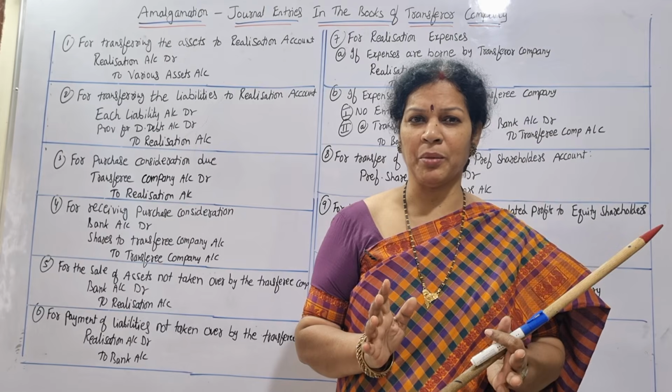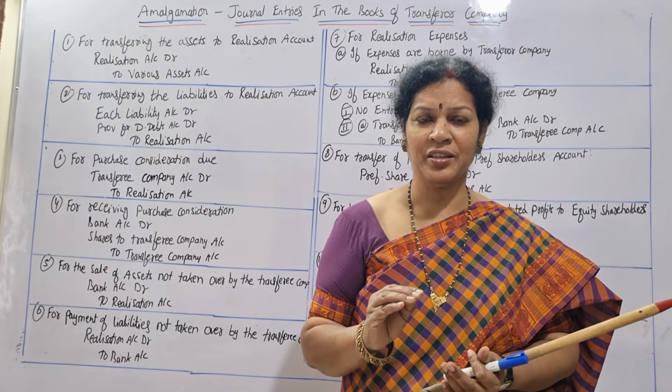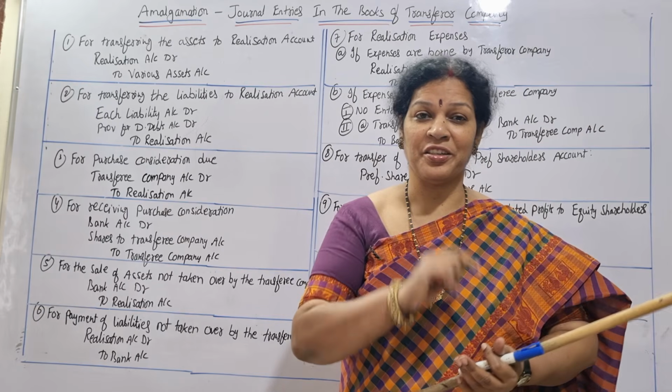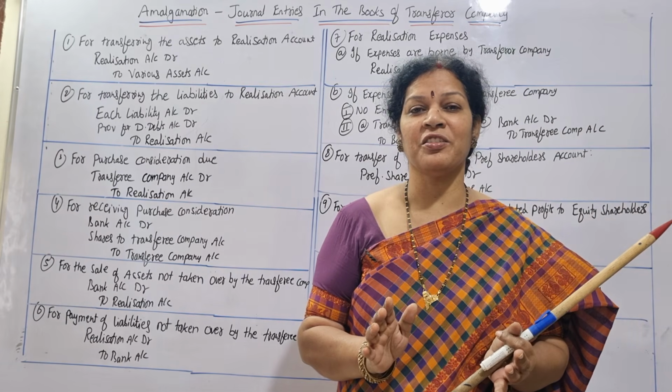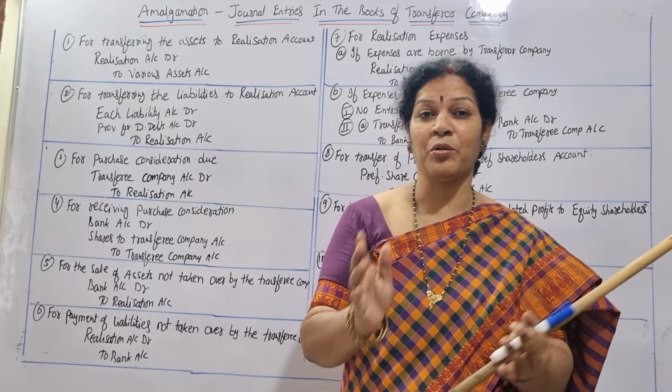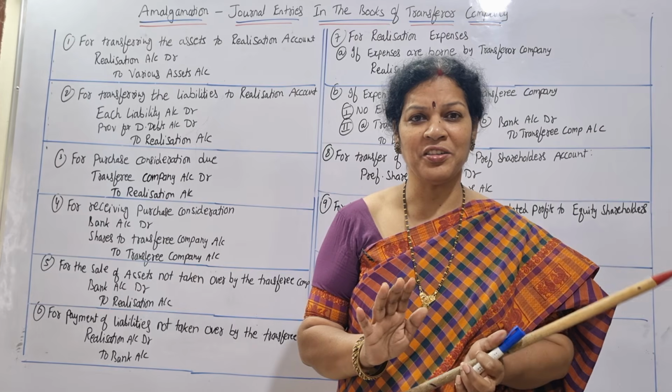So related to the amalgamation, the introduction is over. Hope you got an understanding. Today we will see journal entries, how to pass the journal entries. In fact, we have to pass the journal entries in the books of transferor and also transferee. Very easy to pass the journal entries.